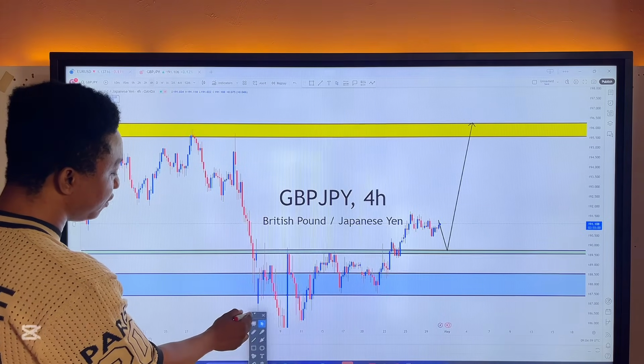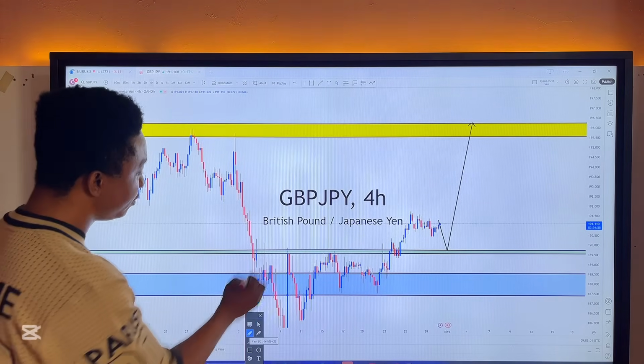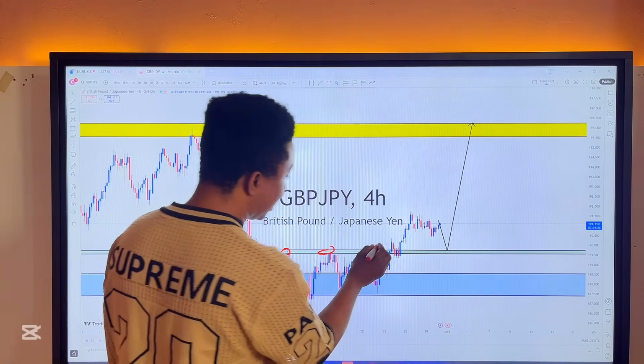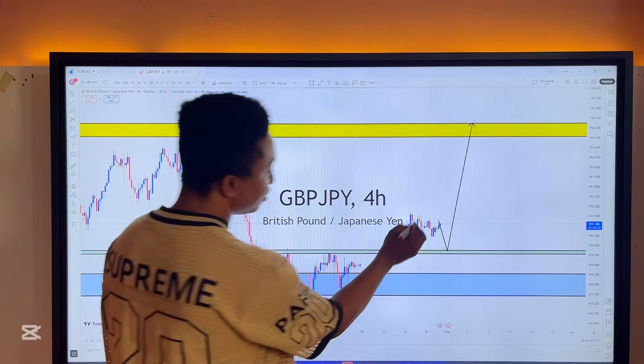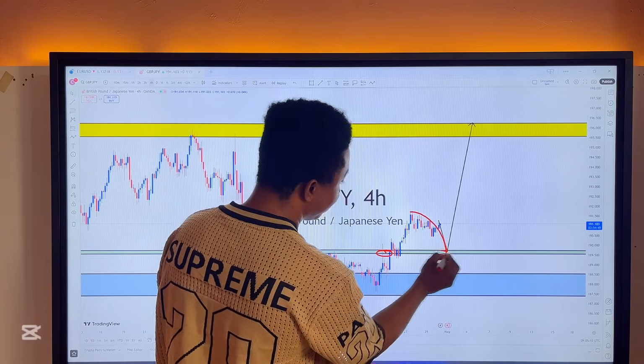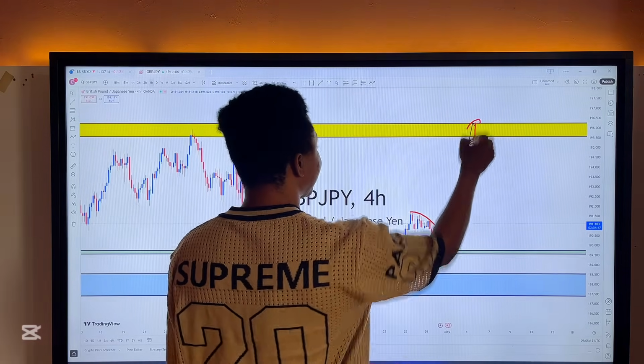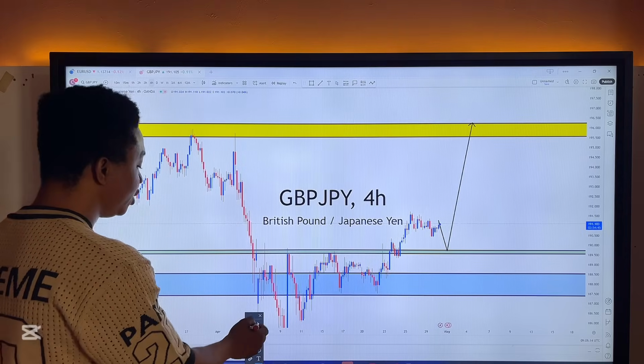Now on the forward time frame of GBP JPY, we've seen the break above the strong resistance level to the upside with a push. After a push, we said that we are waiting for a retest on this level. After the retest, that is where we find our candle confirmation and then we buy all the way to the upside.